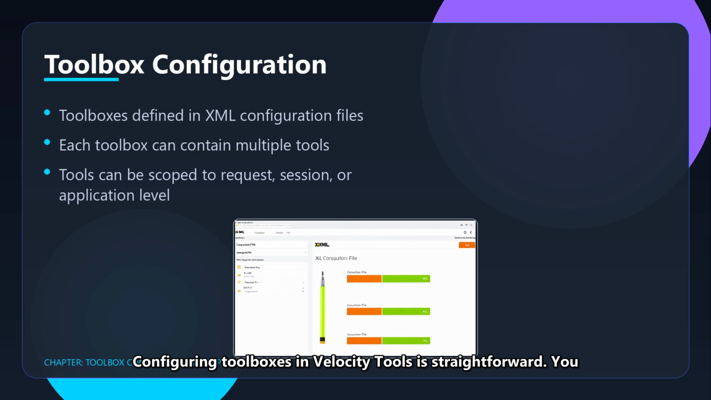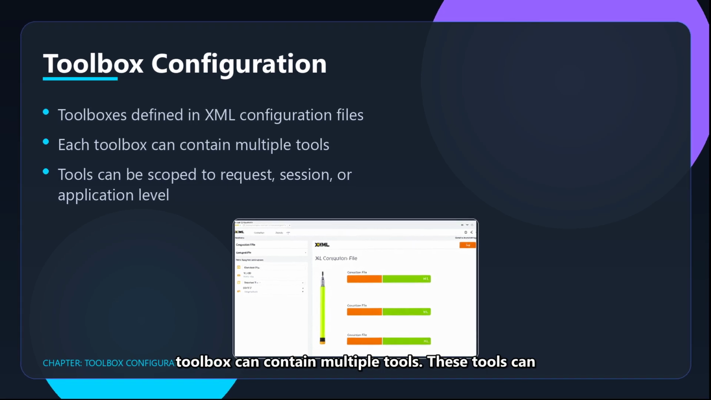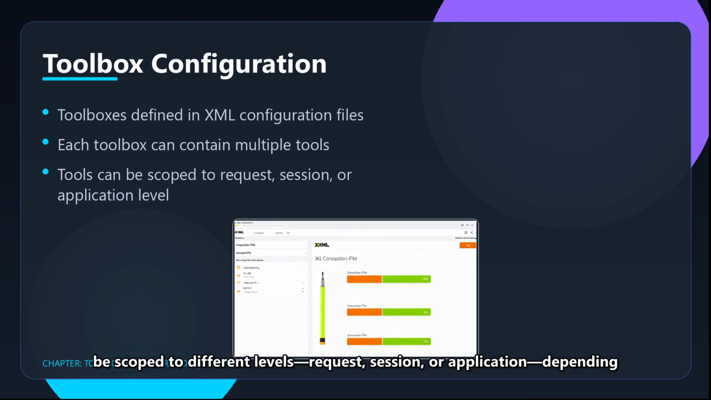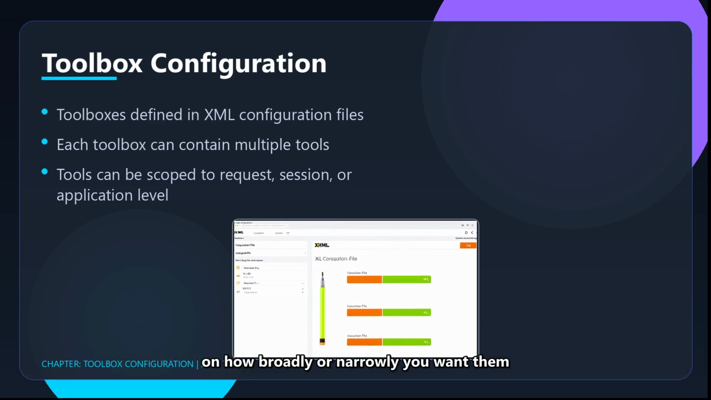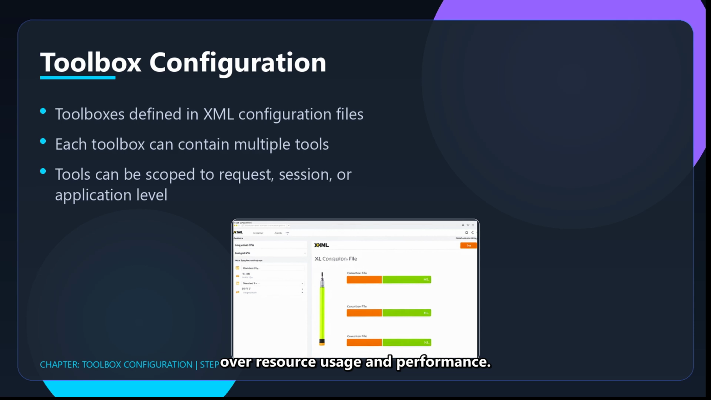Configuring toolboxes in Velocity Tools is straightforward. You define them in XML configuration files, where each toolbox can contain multiple tools. These tools can be scoped to different levels: request, session, or application, depending on how broadly or narrowly you want them to be available. This flexibility allows fine-grained control over resource usage and performance.